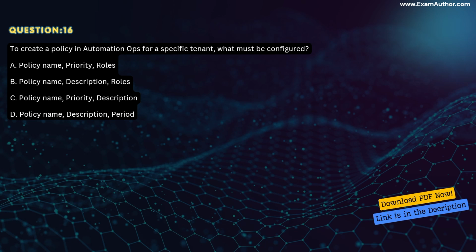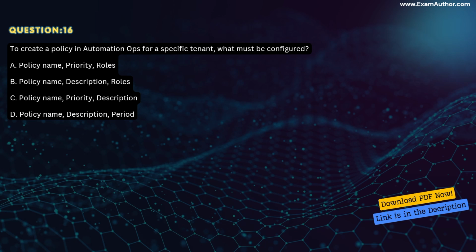Question 16. To create a policy in automation ops for a specific tenant, what must be configured? A. Policy name, priority, roles. B. Policy name, description, roles. C. Policy name, priority, description. D. Policy name, description, period.